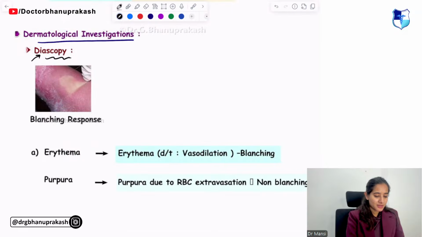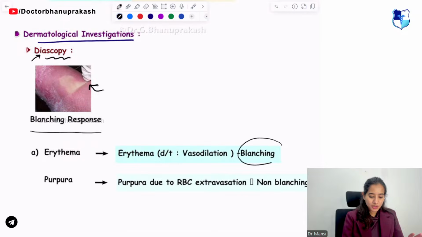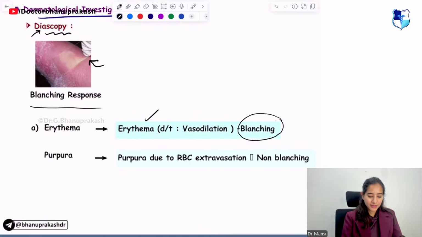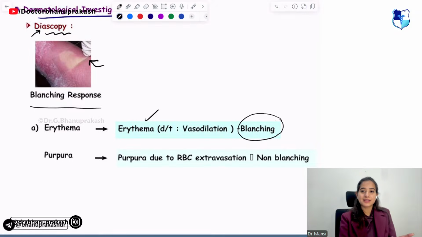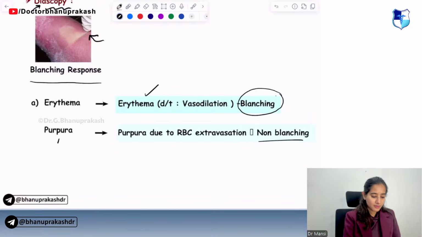So diascopy is one of the investigations which can be done, where we put a glass slide and press over the lesion. That can give a blanching response. If there is erythema which just goes away, that is blanching. And then there is a non-blanching response, where the staining still stays.